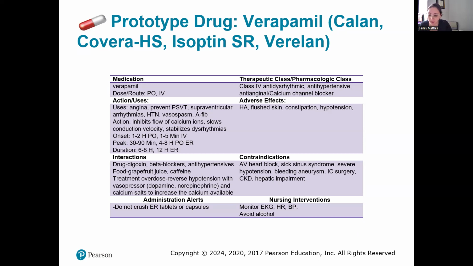Contraindications: AV heart blocks again, sick sinus syndrome, severe hypotension, you have a bleeding aneurysm, intracranial surgery, CKD, and hepatic impairment. Don't crush the ER tablets or capsules. Monitor their EKG, monitor their blood pressure. The reason it says heart rate is because we want to monitor their arrhythmia. Avoid alcohol.